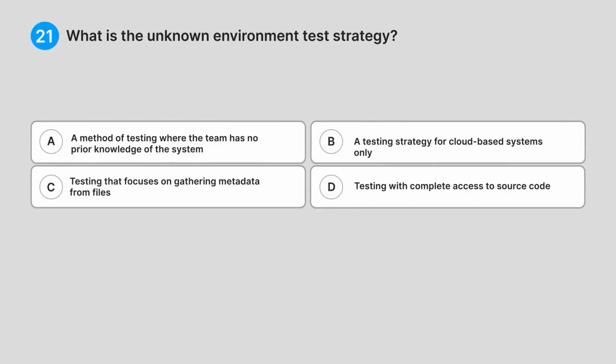21. What is the unknown environment test strategy? A. A method of testing where the team has no prior knowledge of the system. B. A testing strategy for cloud-based systems only. C. Testing that focuses on gathering metadata from files. D. Testing with complete access to source code.